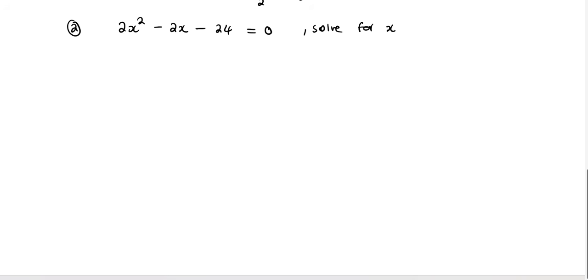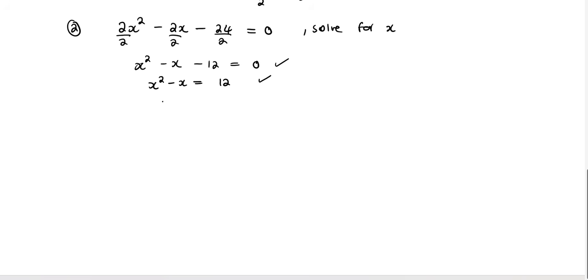by completing the square. Now let's see, our first step is to make sure that the number in front of x squared is 1. Since it's 2, I'll divide everything by 2. Then I will have x squared minus x minus 12 is equal to 0. My first step complete. My second step will be to isolate the constant, meaning I'll have to take the negative 12 to the other side. It becomes positive 12. Second step complete.